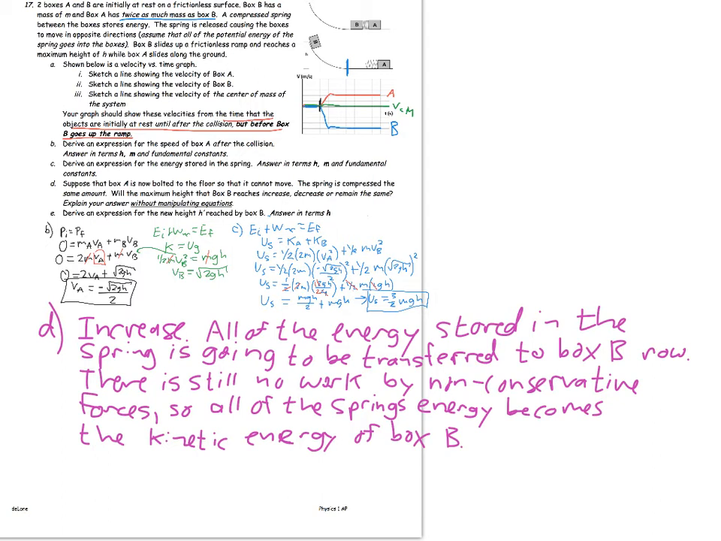Okay, now in this case, momentum's not conserved because that outside force of the bolts holding A to the floor, okay, is an outside force making momentum not conserved. However, energy is still conserved, so B gets more energy and ultimately travels up this ramp to a greater height.